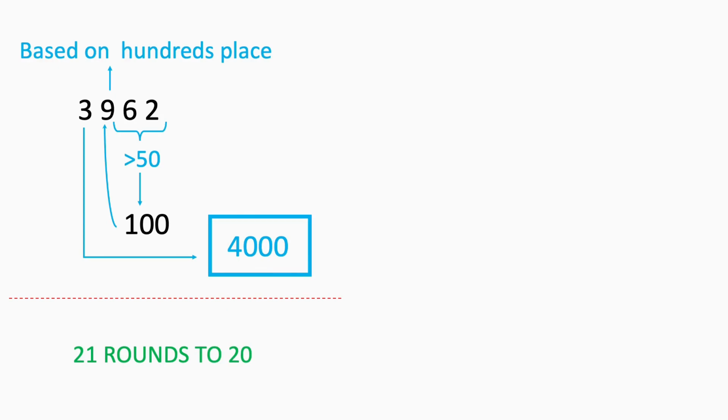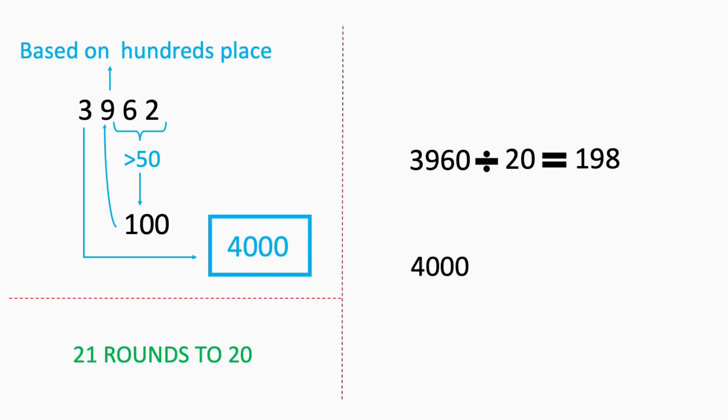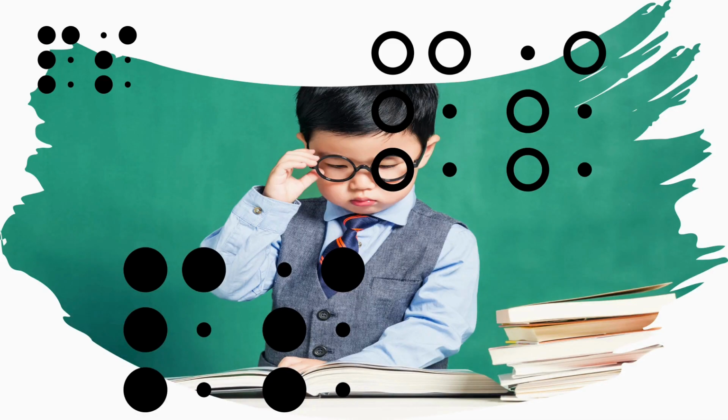Therefore, the division can be written approximately as follows. 3,960 divided by 20 equals 198, or 4,000 divided by 20 equals 200. It means that we should read 198 or 200 pages of the book per day to finish it in less than 3 weeks. But guys, you cannot always make an approximate calculation, and sometimes you have to get the exact value.